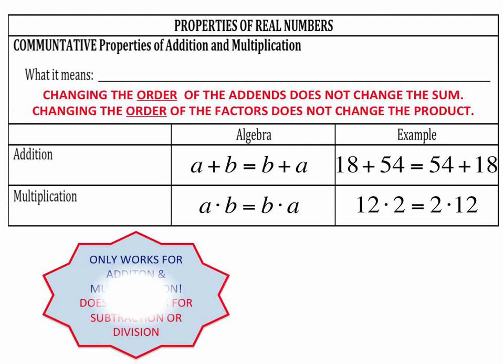Keep in mind, this only works for addition and multiplication. It does not work for subtraction or division. If I were to take 18 minus 54, I would get negative 36. But if I take 54 minus 18, I would get positive 36. So it does not work there. If I would take 12 divided by 2, I would get 6. If I take 2 divided by 12, now I get 1/6. So it doesn't work for subtraction or division. All right, only addition and multiplication.